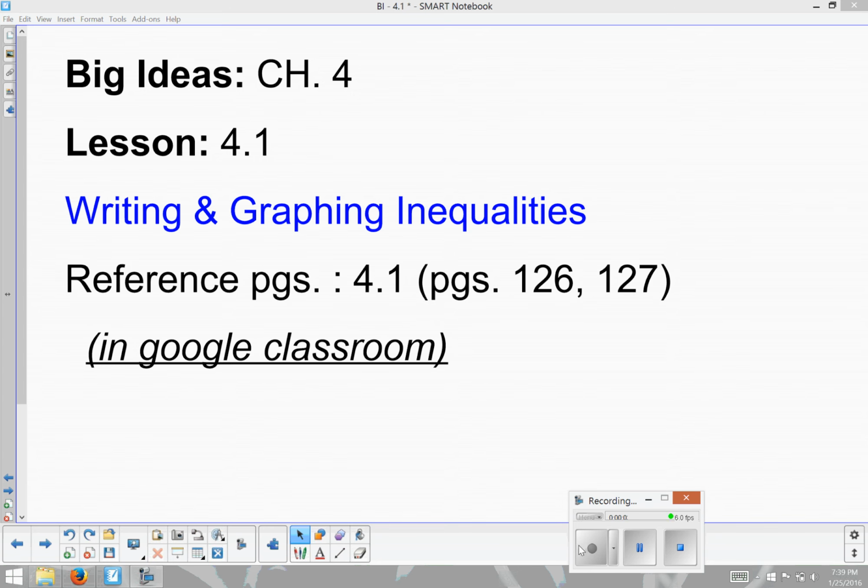Boys and girls, this is Mrs. Wingervasio, and today we're going to be covering Chapter 4, Lesson 4.1, Writing and Graphing Inequalities. Reference pages to this can be found in your Google Classroom, pages 126 and 127.